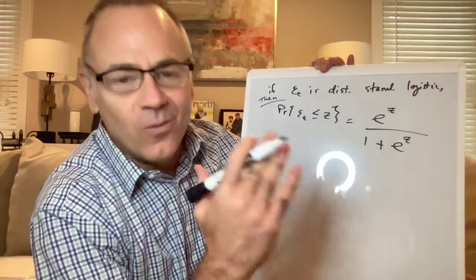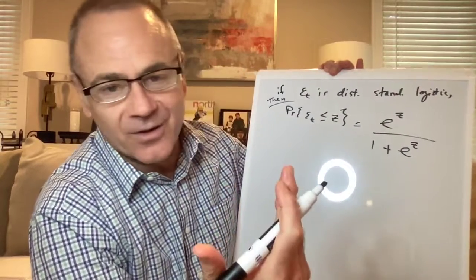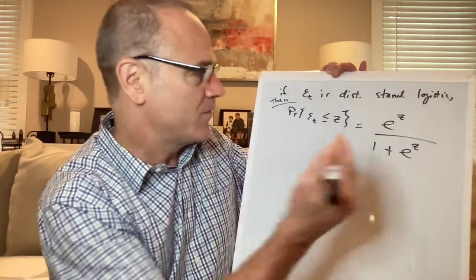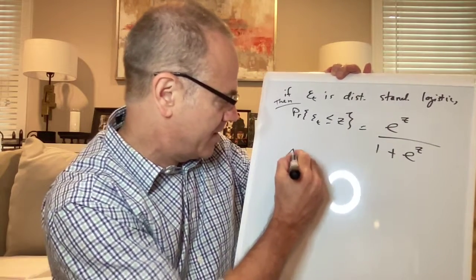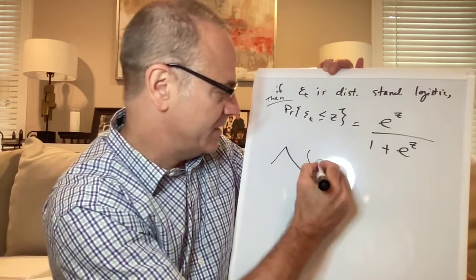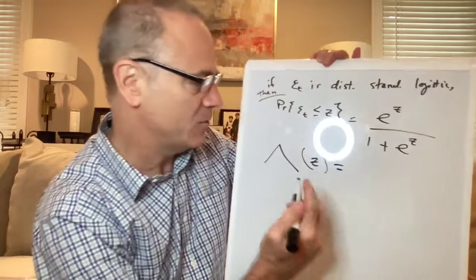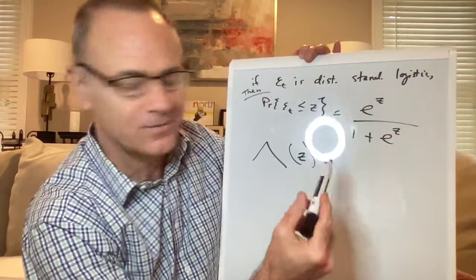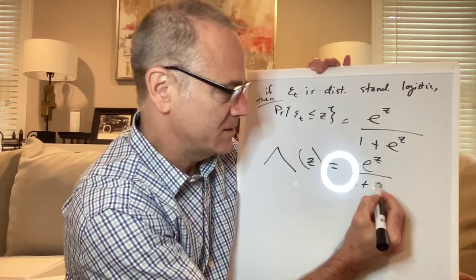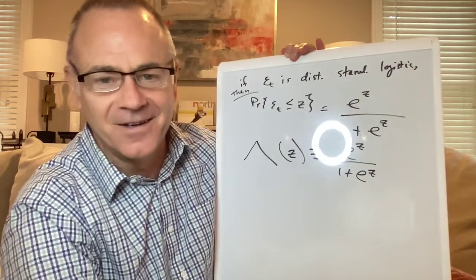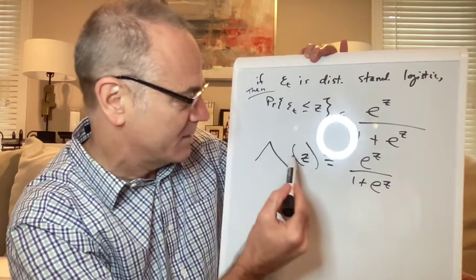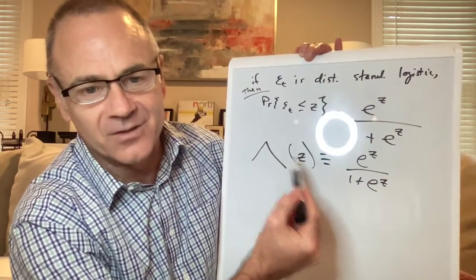Okay. One little thing I wanted to show you is this convention. For logistic, often we define capital lambda of z, I'm going to use the three-bar equal sign, is defined to be e to the z over 1 plus e to the z. Okay. Learn that.